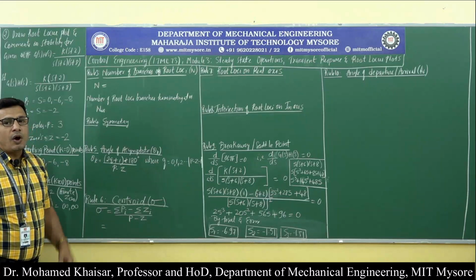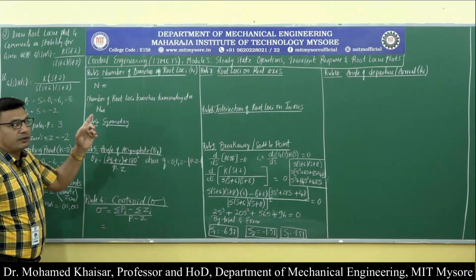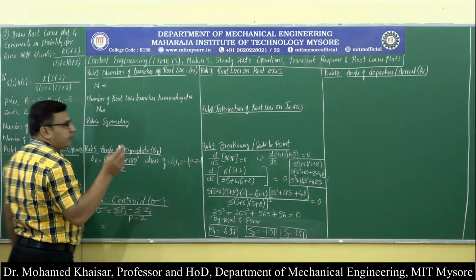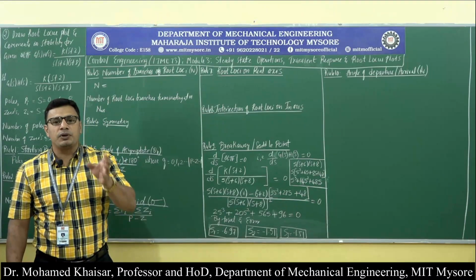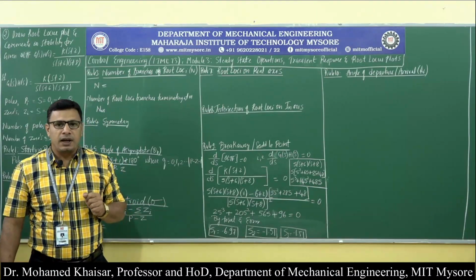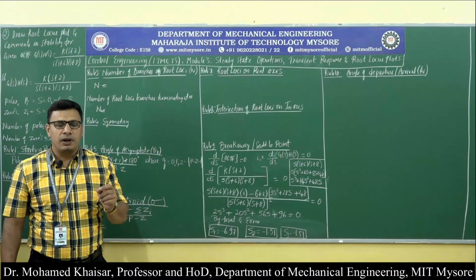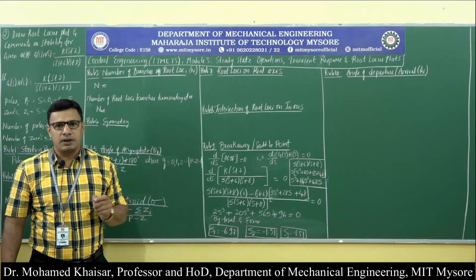It is about how many branches of root loci will be there. Number of branches of root loci is denoted by n. As per the rule, number of branches of root loci will be equal to number of poles if number of poles is greater than number of zeros, and number of branches of root loci will be equal to number of zeros if the number of zeros is more than the number of poles.